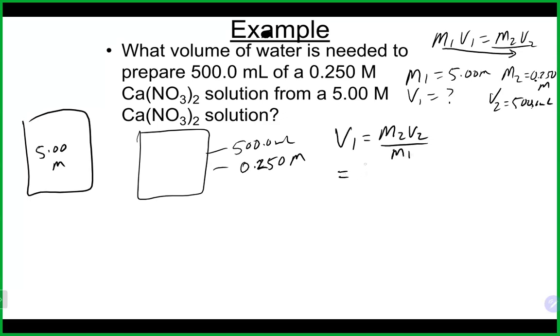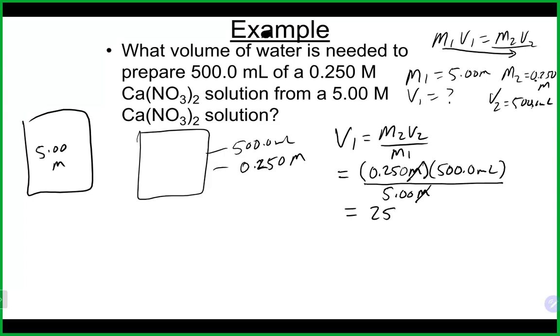Going to put our numbers in here. I got 0.25 molar. I got 500 milliliters. Once again, I'm going to leave it in milliliters. That just means when I get my answer, I'm in milliliters. If you want to convert to liters, you would get liters at the end when you do the calculation here. We're going to divide it by our initial concentration. And again, this is why we could leave it in milliliters, because those are just going to cancel out and leave us with milliliters. 0.25 times 500 divided by 5, 25 milliliters there.